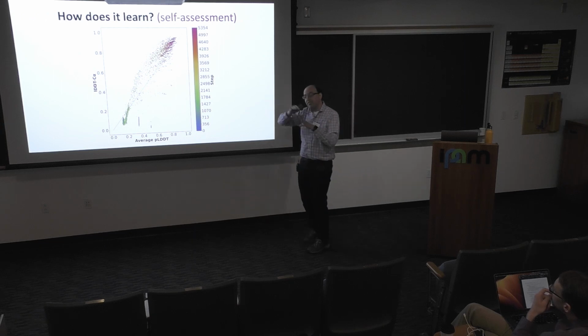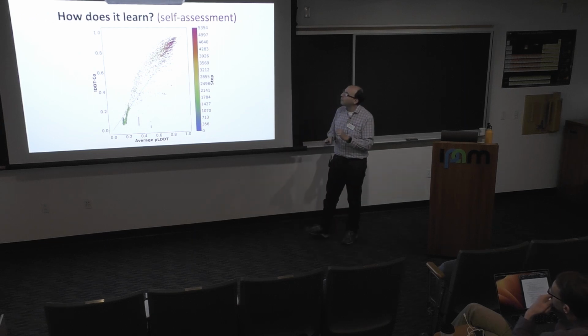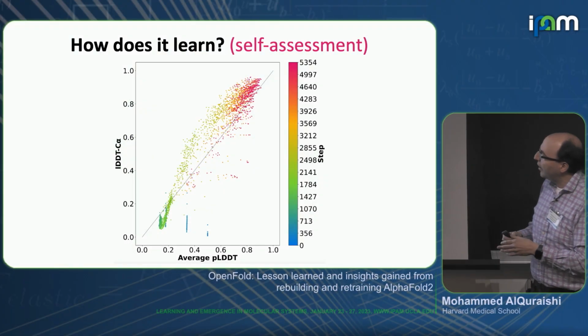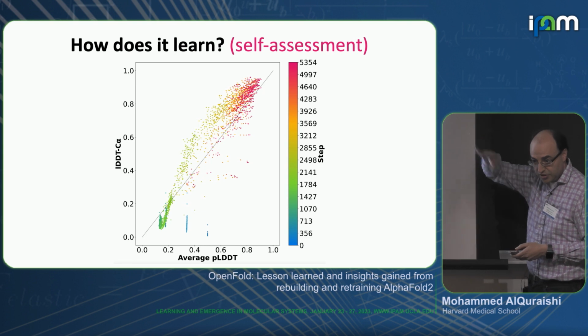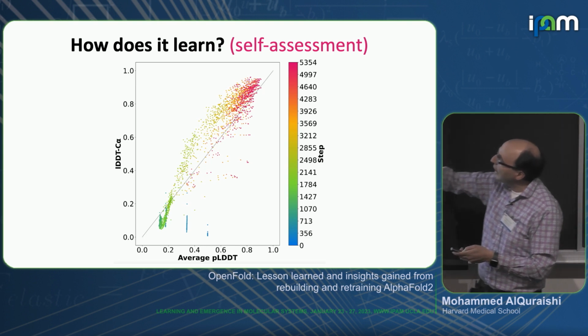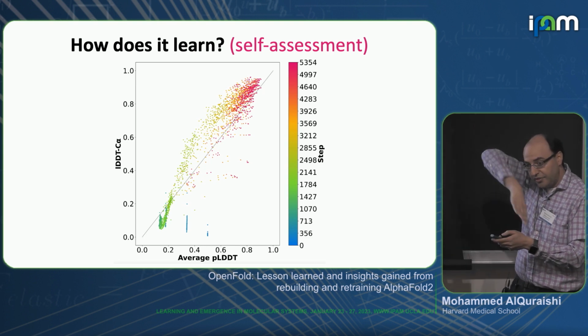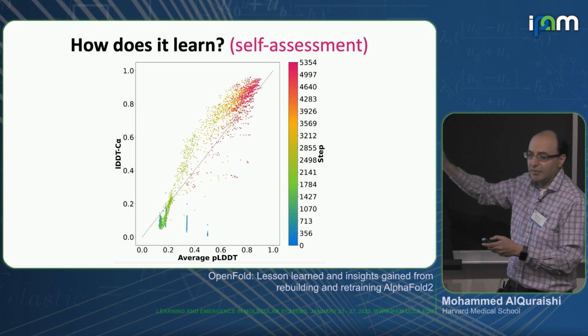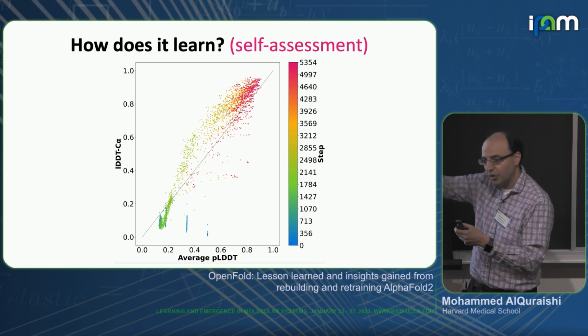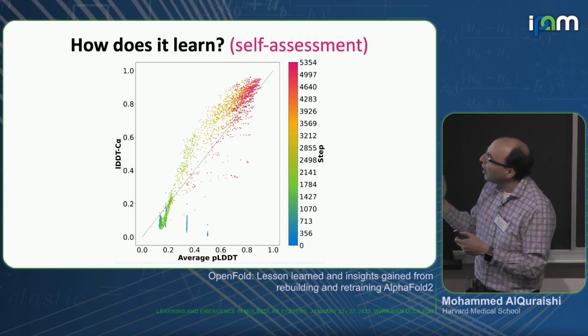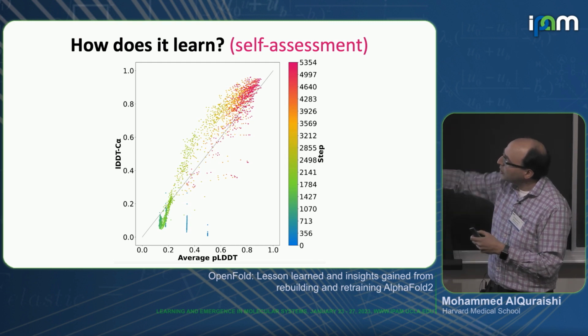So I mentioned earlier that it's self-calibrated. It has a sense of its own accuracy. To orient you, the color here is going to encode the training stage. Everything here up to about 5,000 is that early rise phase. Actually, most of the analysis I'm going to describe is going to be focused on that early rise phase. I'm not going to go into the latter phases all that much. So that's what the color is encoding.